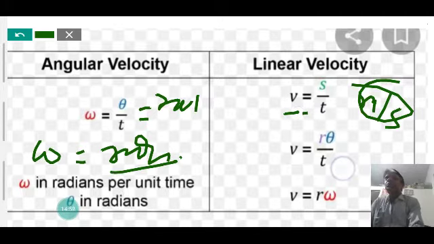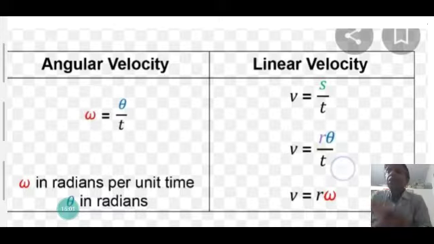What is the relationship between them? We can discuss here. Omega is equal to theta by t. The rate of subtending angle at the center by a moving object is called angular velocity, and theta by t is the angular velocity. Now, linear velocity v is equal to s, the distance traveled, that is the length of arc, in time t, that is v is equal to s by t.